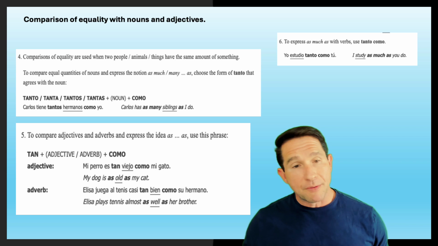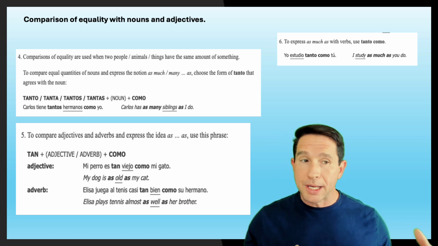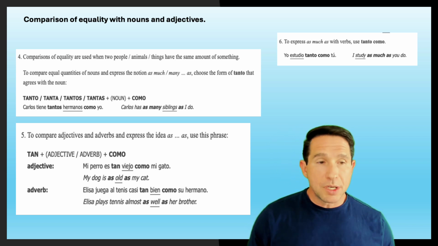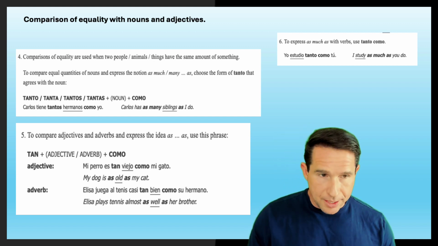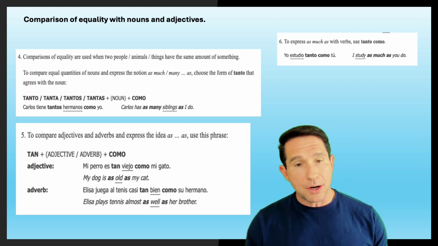So again, we have a formula. This is all very formulaic, right? So we see what we're comparing. Always see what you're comparing. Carlos tiene tantos hermanos como yo.